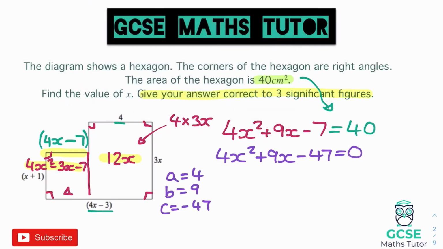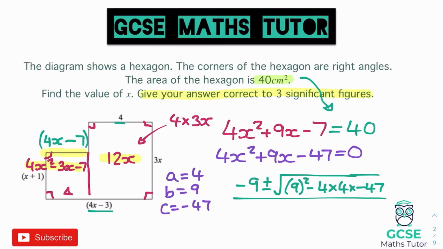But if we plug the numbers in, we get minus b on the top. Don't forget, x equals minus b on the top. So b is 9, so we have minus 9. And it's plus and minus the square root of b squared, so 9 squared. And I always put this value of b in a bracket. Take away 4 times a, which is 4, so 4 times 4 times c, which is negative 47, so times negative 47. And all of that is over 2a, and that's 2 times 4, as a is 4. So there we go. That's plugged into the quadratic formula.